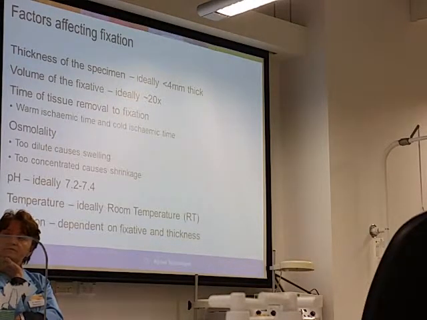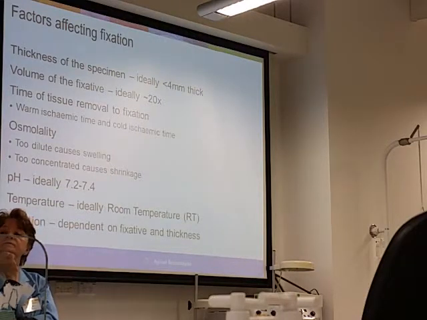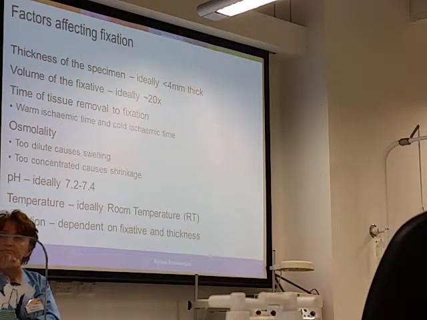So it's really important that we fix tissues correctly, and there's a number of things that we need to do. So first thing that we need to make sure is that the tissue is not too thick. So if you imagine someone goes and gets a spleen taken out, a spleen could be the size of a large mango. If you were to try to put that into a container of fixative, it's going to take a very, very long time for that fixative to make its way to the centre of that organ.